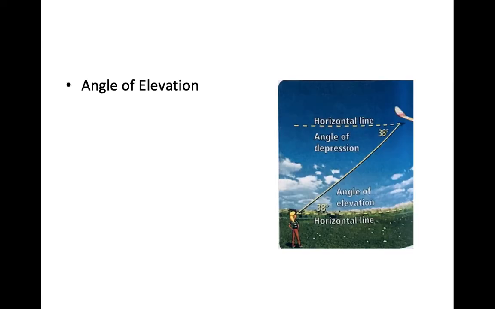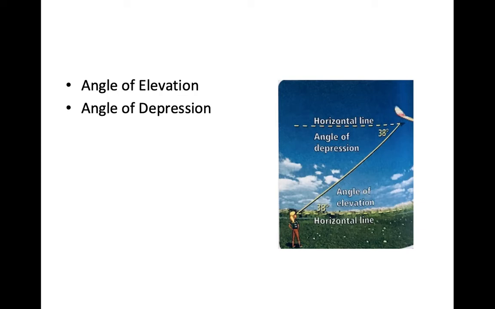So, angle of elevation. If you notice in the picture, there's a young lady in the lower left-hand corner, and she is looking up at somebody in a hang glider. Since she is looking up, we call that elevation or angle of elevation, and she is looking up at an angle of 38 degrees. Likewise, the person in the hang glider is looking down at the young lady, also at an angle of 38 degrees.